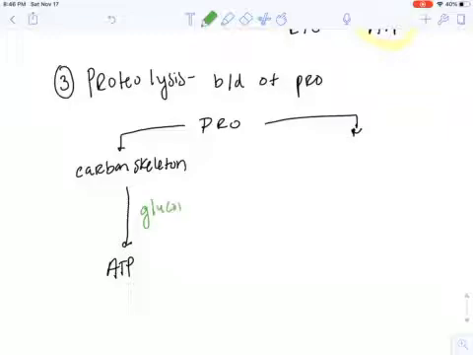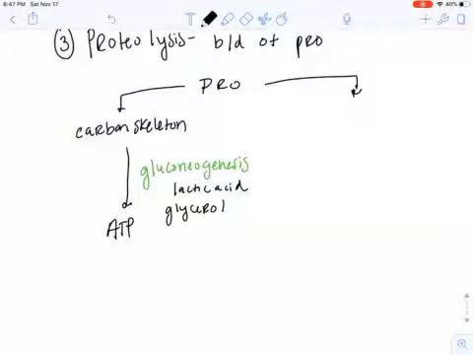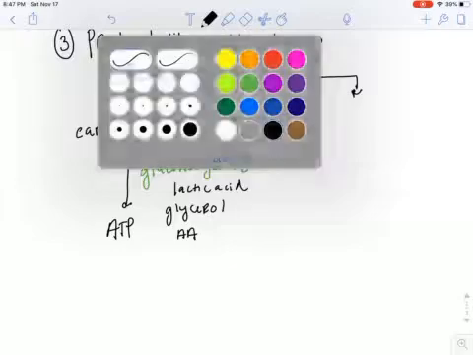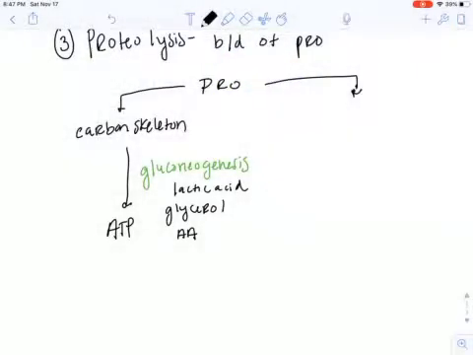gluconeogenesis. So gluconeogenesis is simply making glucose from non-carbohydrate sources. So we can look at lactic acid as an example. In this case, it would be the glycerol backbone from triglycerides, or even some highly functioning amino acids are able to give a little bit of energy, but it's really not that economical.